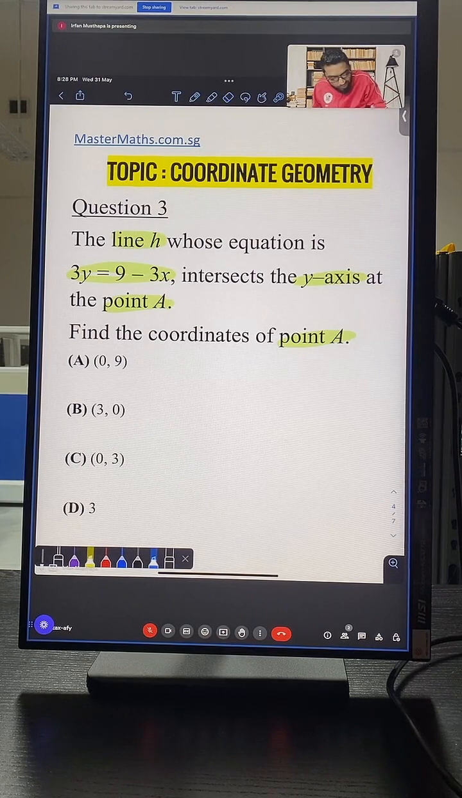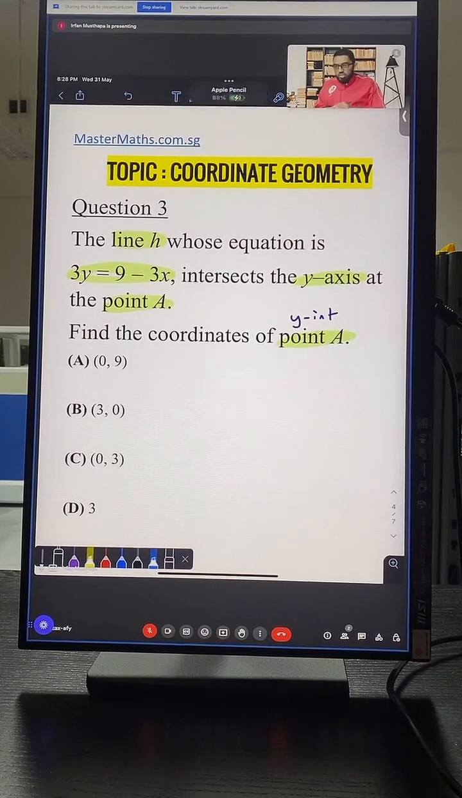A is the y-intercept. Okay, is it A, is it B, is it C? Who can get it correct? Let's see who's the one who can actually get this question right and achieve accuracy for this, and full marks for you guys as well. Let's go.